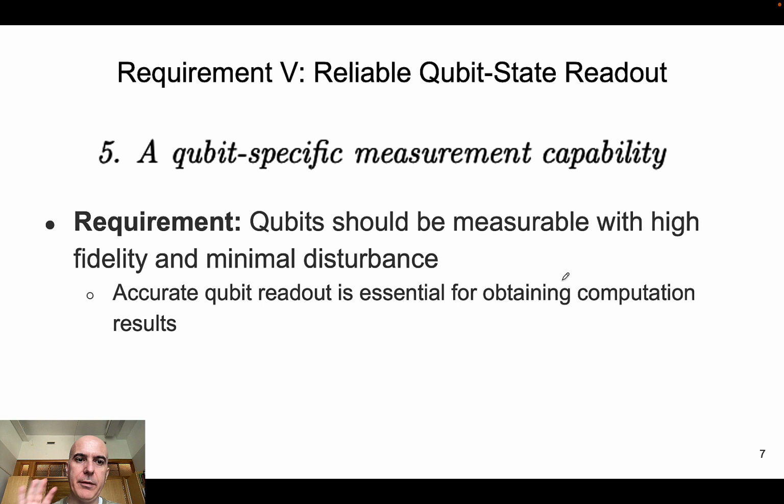Finally, we have the fifth requirement, which is about reading and measuring the qubit state. The quantum system must have a qubit-specific measurement capability. So qubits should be measurable with high fidelity and minimal disturbance from the environment. Accurate qubit readout is essential for obtaining computation results. This is the last slide of this lecture, and talk to you soon.